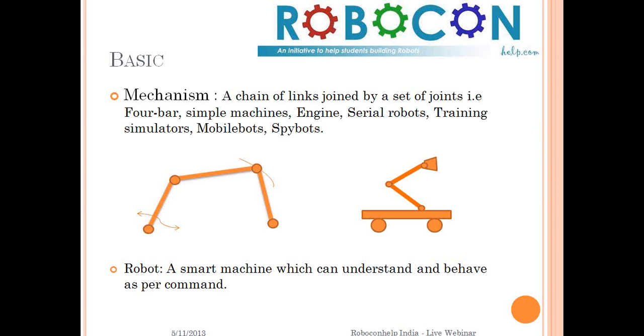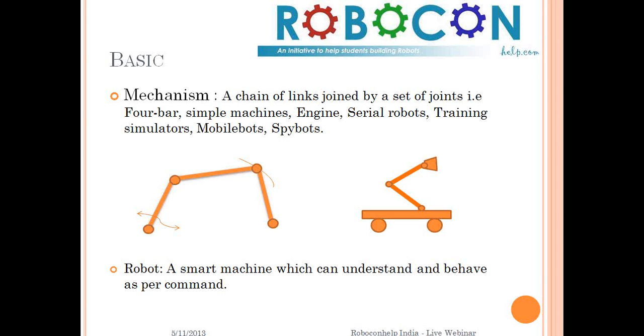Then robot. Every robot is a kind of machine, but every machine is not a robot. A smart machine which can understand and behave as per command will be a robot. Commands can be of 2 types: fully automatic or autonomous robots, or robots which require human interaction from time to time. Say if I have a construction machine, you might have seen a yellow machine all around us, digging up the soil and throwing it somewhere else. It's also a robot, but it requires human interaction from time to time. The driver will be giving it a command from time to time.